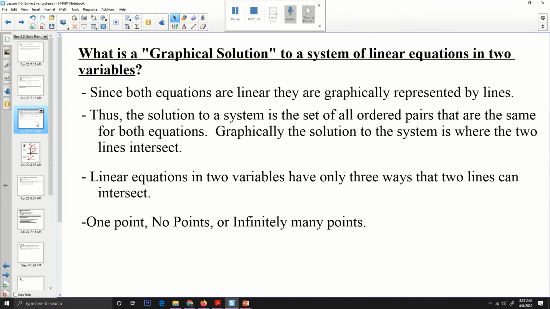What is a graphical solution to a system of linear equations in two variables? Since both equations are linear, they are graphically represented by lines. Thus, the solution of the system is the set of all ordered pairs that is the same for both equations. In most instances, that's only going to be one set of values. Graphically, the solution to the system is where the two lines intersect. Linear equations in two variables have only three ways that two lines can intersect. Those are one point, no points, or infinitely many points.